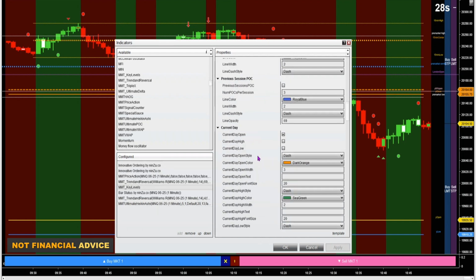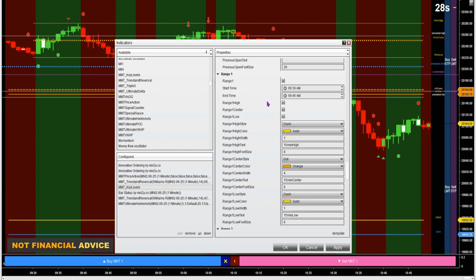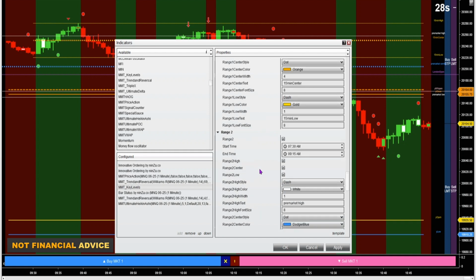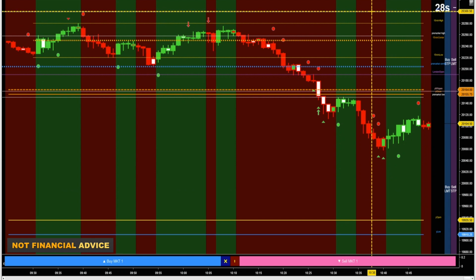For the key levels indicator, I should have yesterday's point of control on here. Turn that on. I've got my 15-minute opening range. And then for the second range, I've got the pre-market range, which is 7:30 to 9:15. There's yesterday's point of control up here. Looks like it didn't really come into play today.